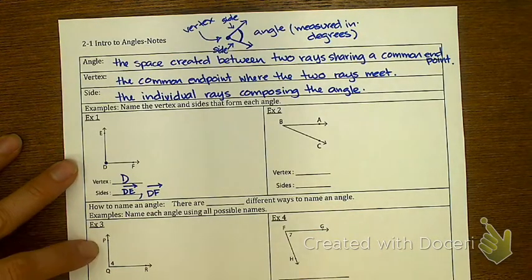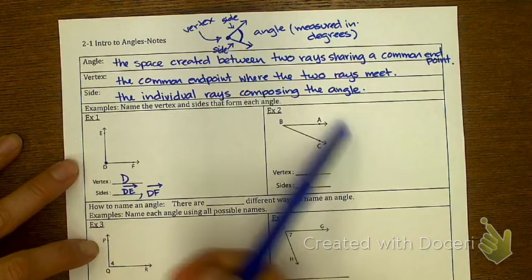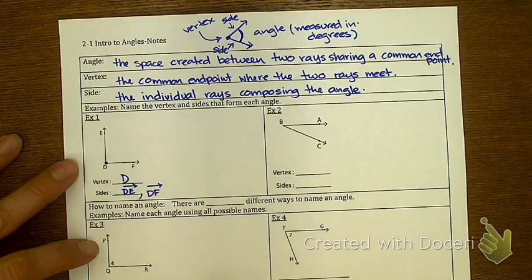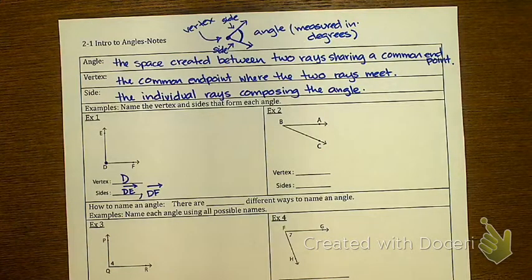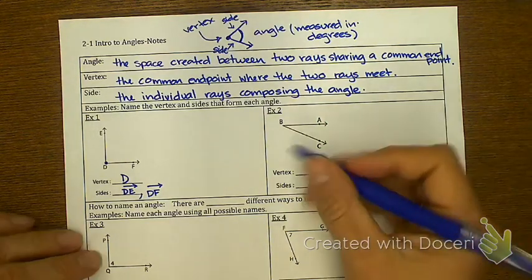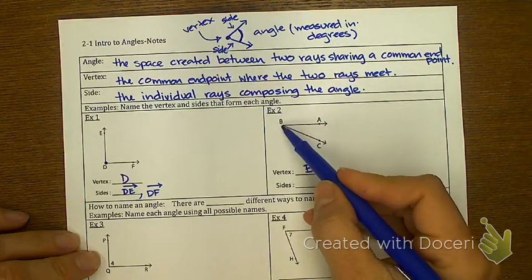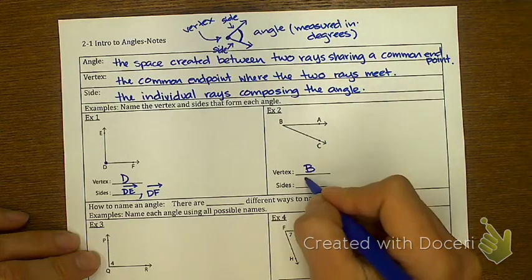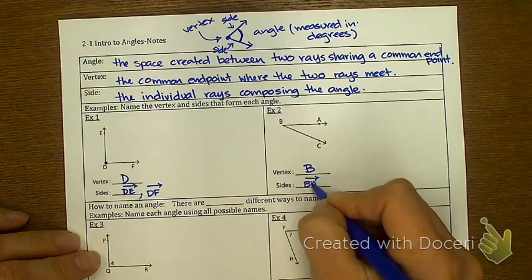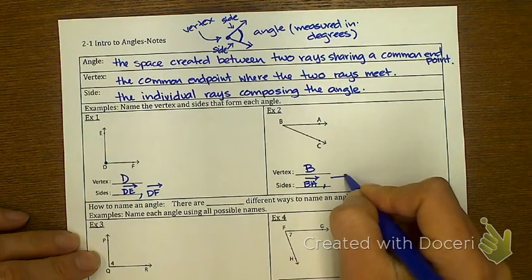Okay, why don't you guys go ahead and try to fill in the vertex and the two sides for the next angle. Okay, hopefully you had enough time to try. The vertex is point B, and the two rays are ray BA and ray BC.